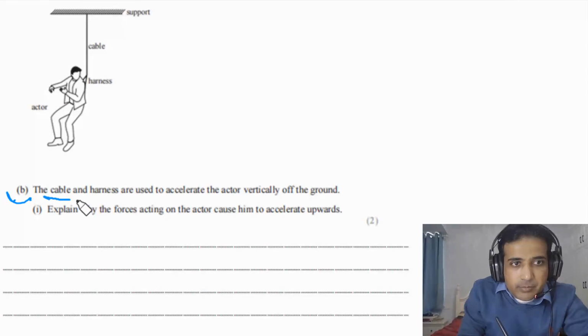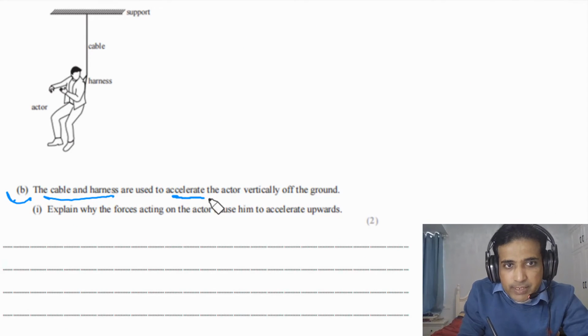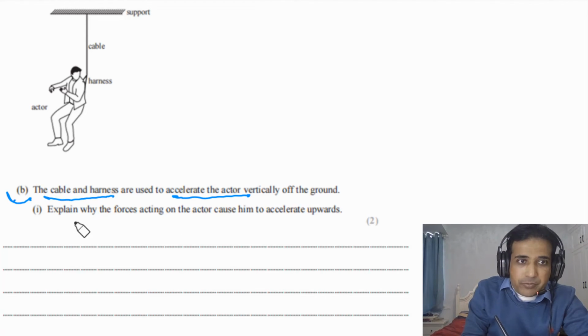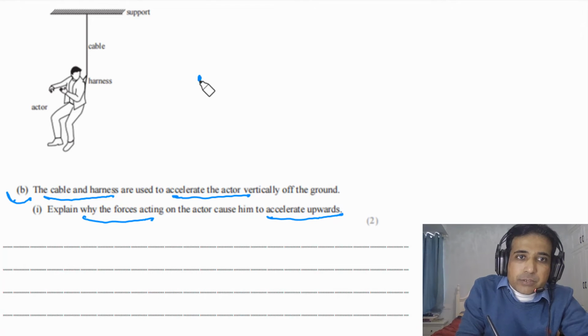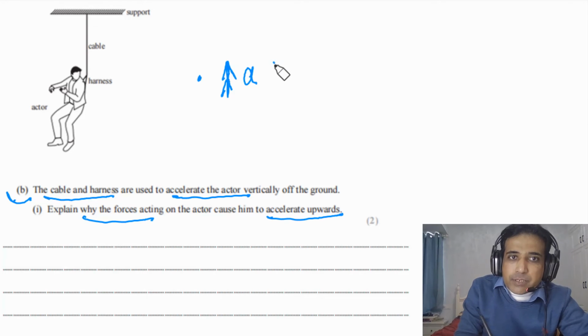Part B says the cable and harness are used to accelerate the actor vertically off the ground. Explain why the forces acting on the actor cause him to accelerate upwards. First of all, it is given that the actor accelerates upwards. So simply we can write that acceleration is vertically upwards. If acceleration is vertically upwards, the resultant force also has to be vertically upwards. So F net has to be vertically upwards.